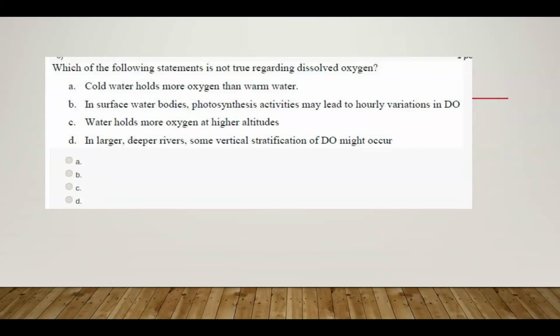Next, which of the following statements is not true regarding dissolved oxygen? A. Cold water holds more oxygen than warm water. B. In surface water bodies, photosynthesis activities may lead to hourly variation in DO. C. Water holds more oxygen at higher altitude. D. In larger, deeper rivers, some vertical stratification of DO might occur. Which option is not true?